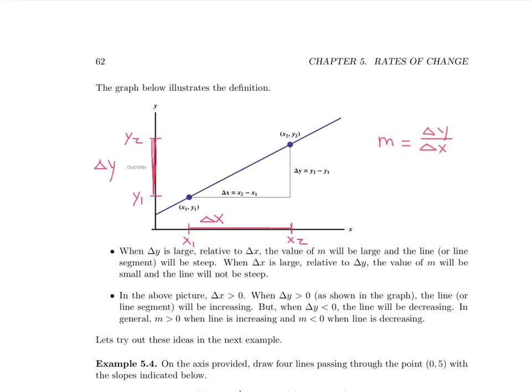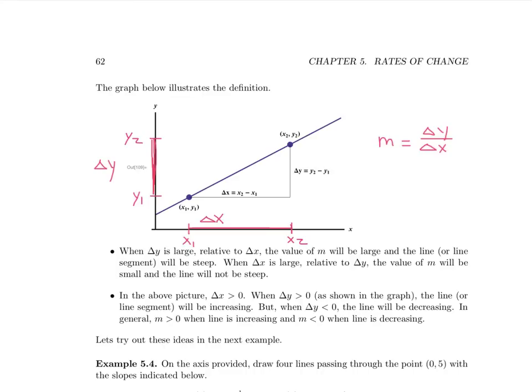Now let's talk about consequences of this way of defining slope. So let's look at this first bullet here. Now if delta y is large relative to delta x, so in other words this distance here is much larger than this distance, the value of m will be large. So if this number is large relative to this, it means this whole thing is going to be a fairly large number, and the line or the line segment should be steep.